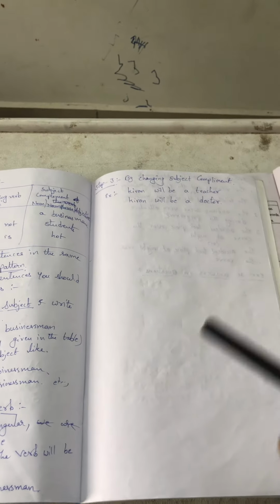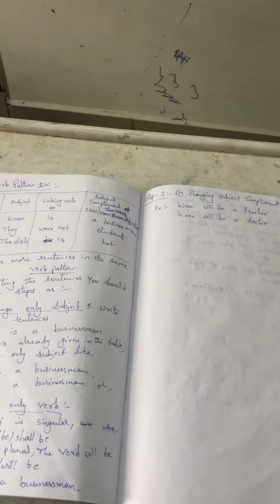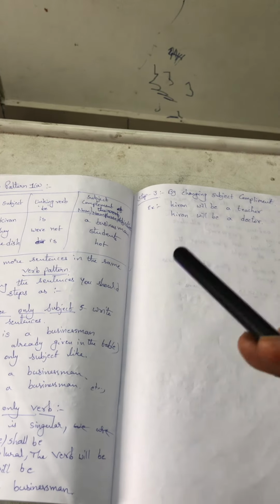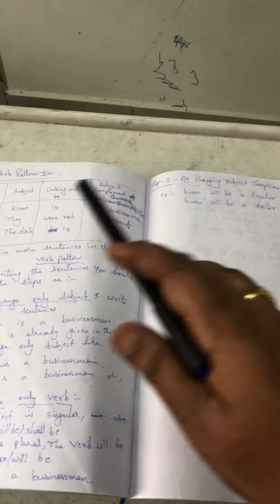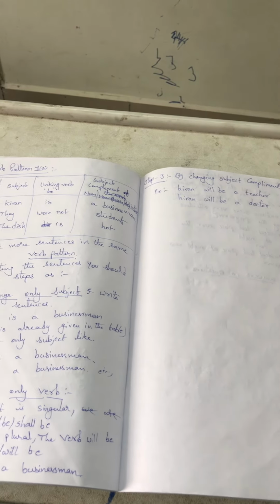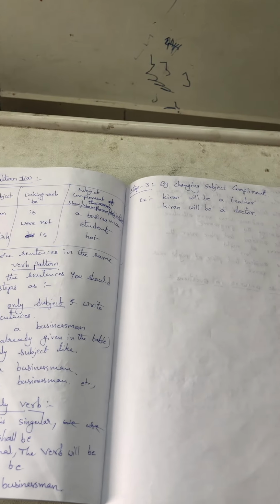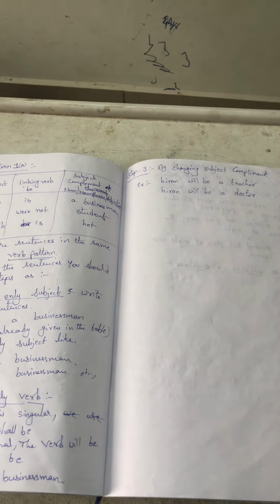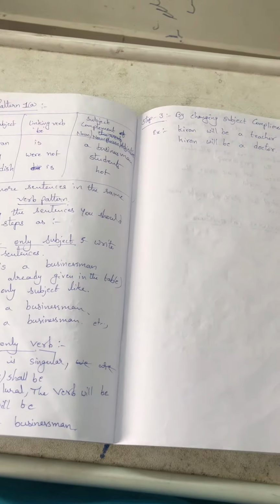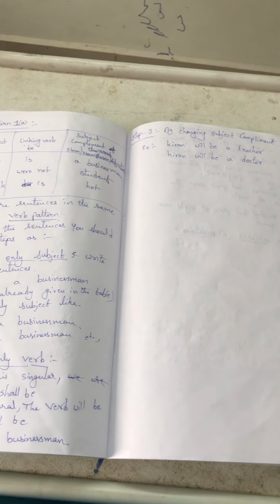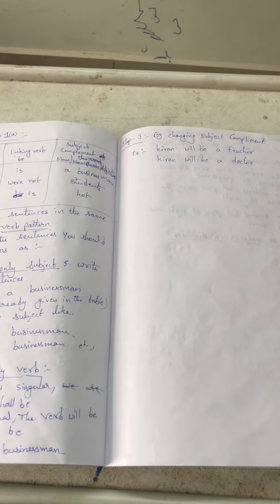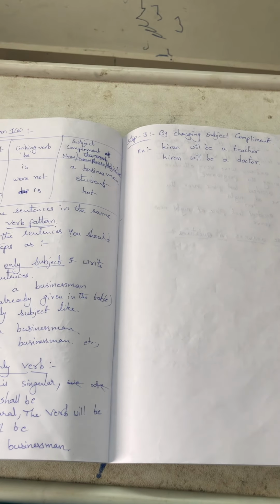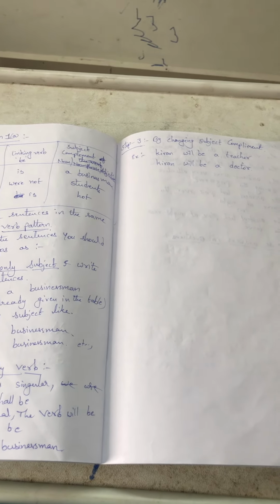Now, by this, I think all of you understood there are three steps in making new sentences as per the given rule of verb pattern. The first step is we change only the subject and make the statements. Second step is we change the verb formation and make the sentences. And third step is we change the object or the subject complement given in the table and make the sentences.